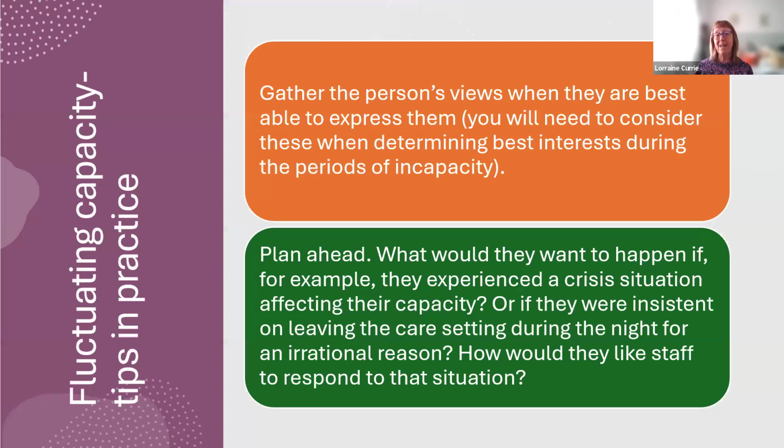What would you want to happen if? So if you entered a crisis situation when you were not functioning at your best mentally and not able to make decisions, what would you want to happen there? How would you want us to support you? You could say to someone who insists on leaving a care home, right now in this discussion, you understand why you're living here and the care and support that you need. What would you like staff to do if you sometimes didn't understand that and you tried to leave? How would you want us to respond to that? So you can try and plan in practice by having some of these conversations at a good time.